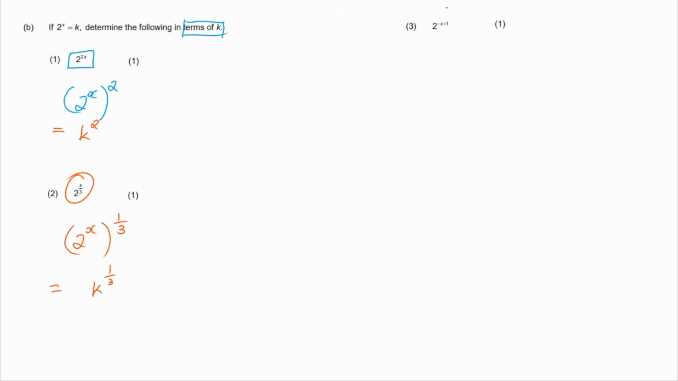Okay, then number 3 up here. Let's split this. That's going to give 2 to the negative x times 2 to the 1. So I want to rewrite this as (2^x) to the power of minus 1 times 2 to the power of 1. So that's just going to be k to the power of minus 1 times 2. You can also write this as 2 over k if you prefer, but this form is perfectly fine for your mark. All of that was for 3 marks, every one of them was for 1 mark, so don't overthink it too much.